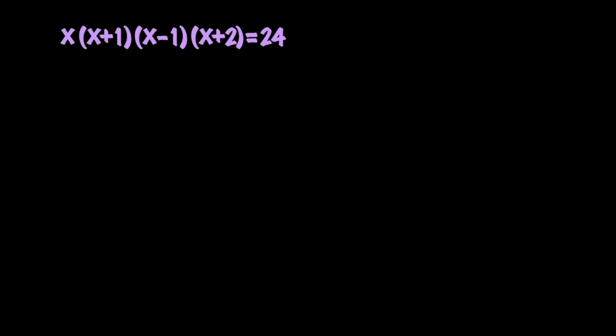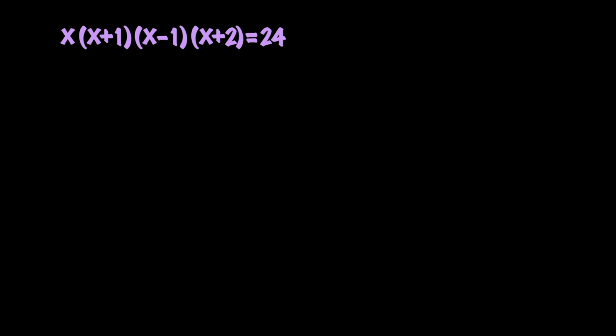Today we're going to be solving a really nice equation where we have x times (x plus 1) times (x minus 1) times (x plus 2) equals 24. And we're going to go ahead and solve this for x in two ways. So make sure to watch this till the end.